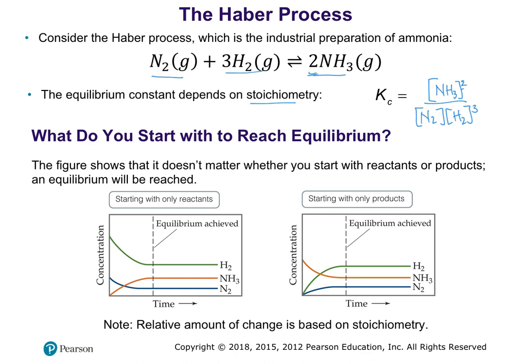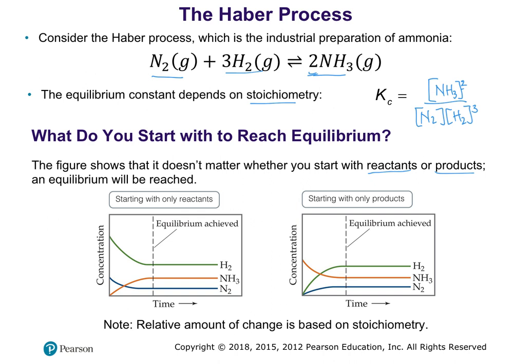So what do you need to start with to reach equilibrium? Do you have to start with nitrogen? Do you have to start with ammonia? And ultimately, it doesn't matter. You can start with either the reactants or the products. Now, if there are multiple reactants, then you need at least some of all of them. That way you can get equilibrium, or else you won't have a reaction happen, right? You won't have your molecules collide if you don't have all of the molecules. But you can start with either reactants or products.